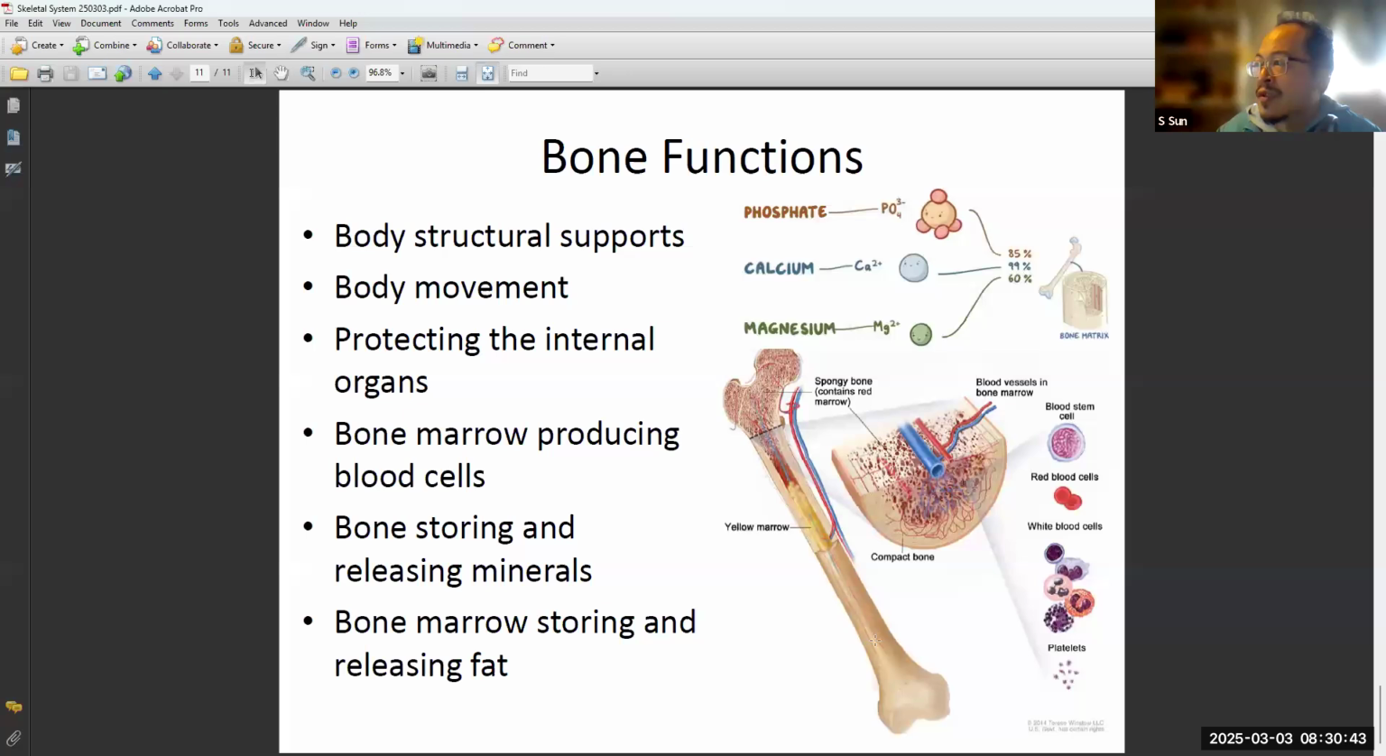Bone itself stores minerals such as calcium and phosphate. And this is the yellow bone marrow. It stores fat. So that's a function of the bone. Here you can see that phosphate, calcium, and magnesium also get stored in the bone quite a lot. So those are the minerals.